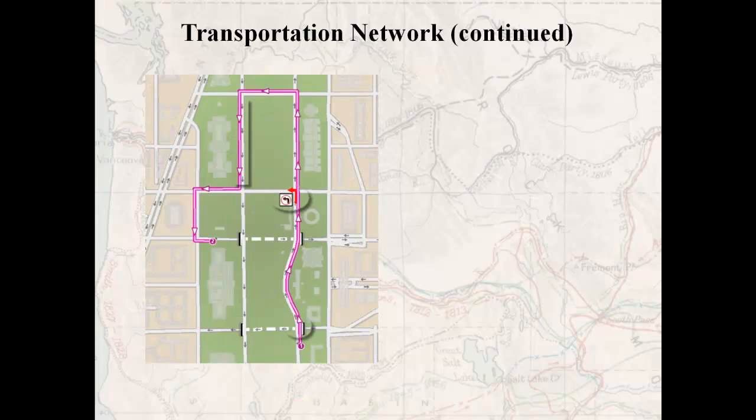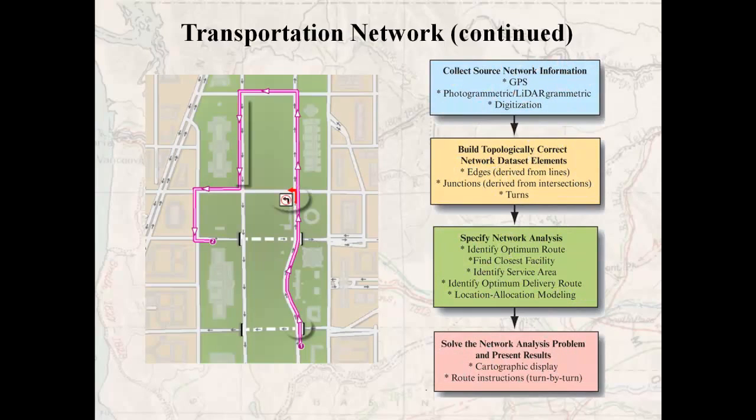This comes from your book. This is the same figure. The book has a process that's involved in building and analyzing a network, and you can see that it's a pretty involved process that involves collecting information, building the network data set, which means you're going to employ topology to make sure that the edges and the junctions are connected. Then you can go through any one of a number of network analyses to answer questions you might have about that network. And then you're going to tell the geographic story by presenting your results in a cartographic display, or maybe even just route instructions.